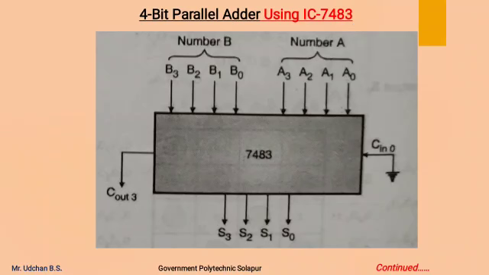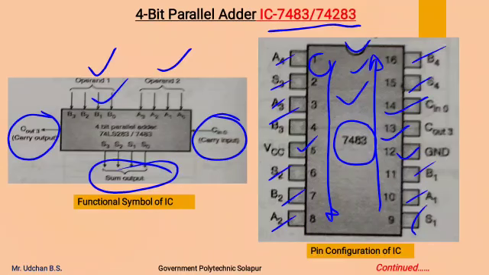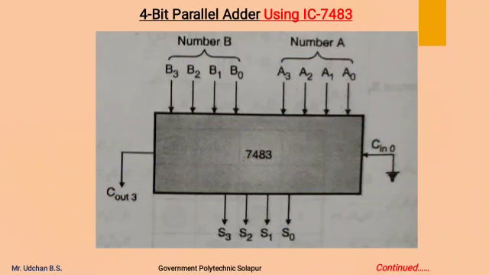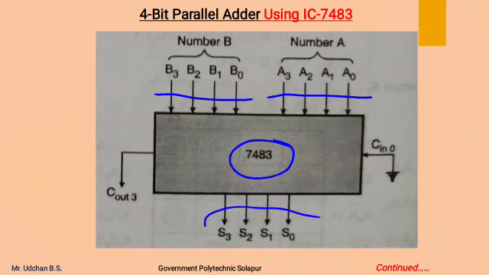This is the 4-bit parallel adder using IC 7483. That is, the diagram is the same as this. So a 7483 IC has 4 inputs of one number, that is A0, A1, A2, A3. Another input is number B, having 4 bits B0, B1, B2, B3. After addition of these two 4-bit numbers, we get the sum of 4 bits, that is S0, S1, S2, S3.